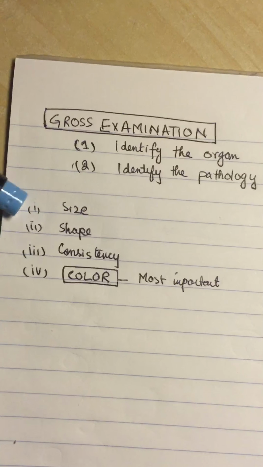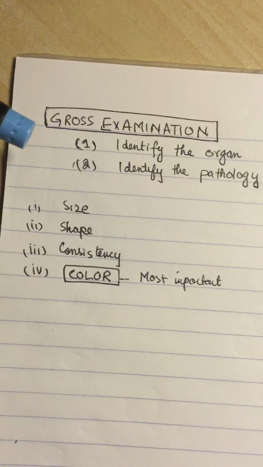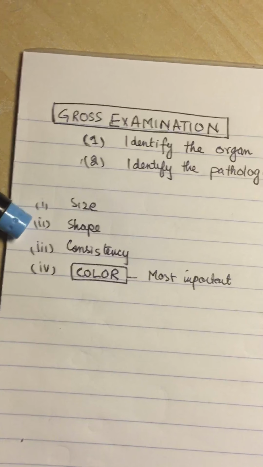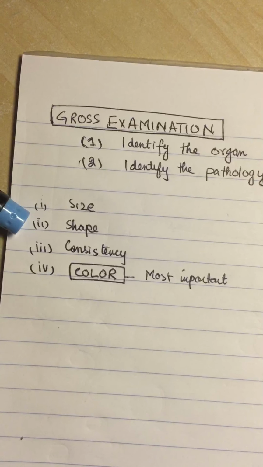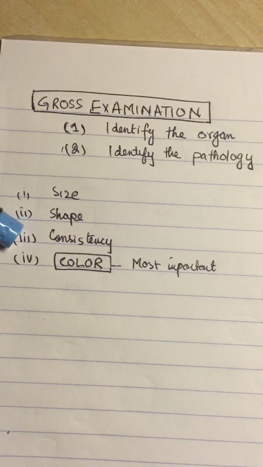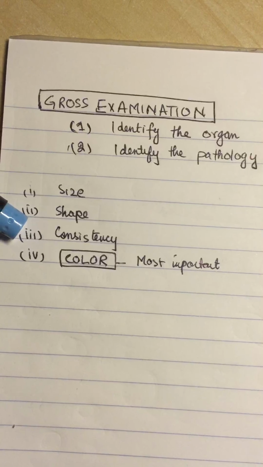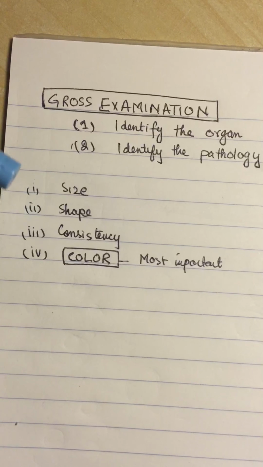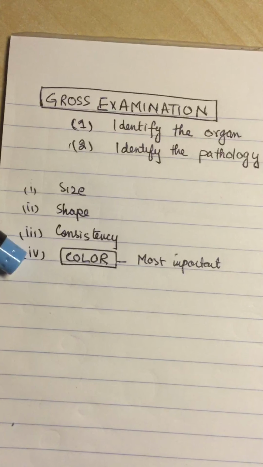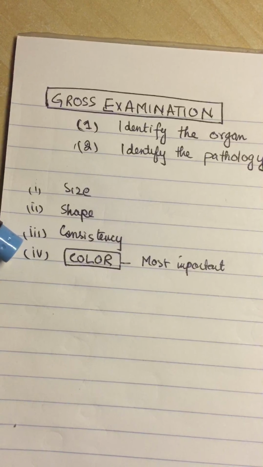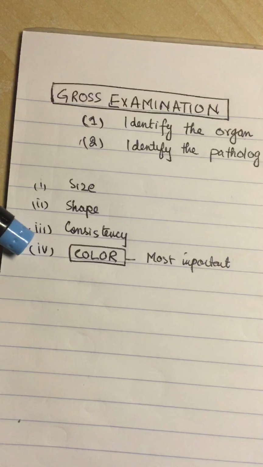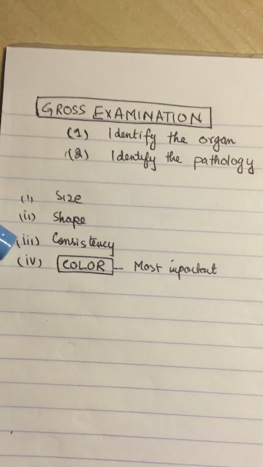One is the size of an organ, whether the organ is atrophied or hypertrophied, or is of a normal size. Second is the shape of the organ, whether it is deformed or whether it's normal. Then we go for the consistency, that is, is it soft in consistency, hard in consistency, granular, etc. And the most important is the color. In the gross examination, we look for the color changes, and that tells us about the pathology of an organ.